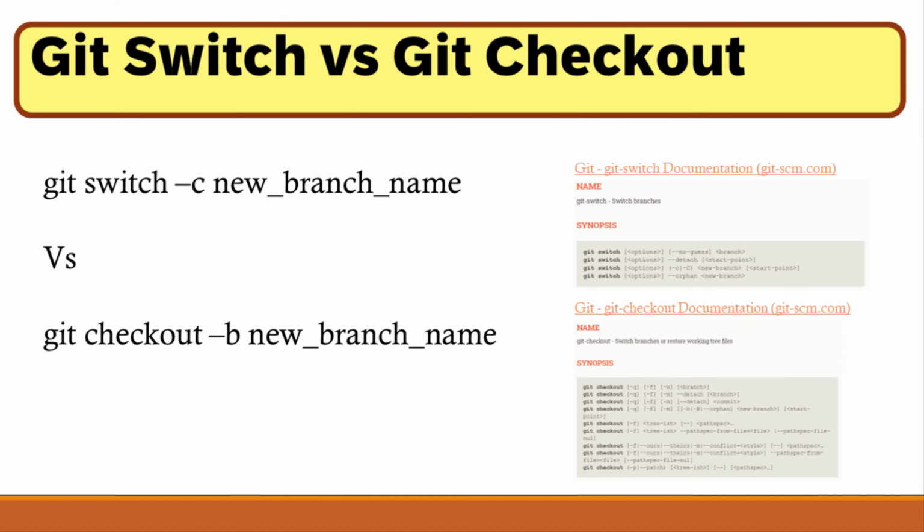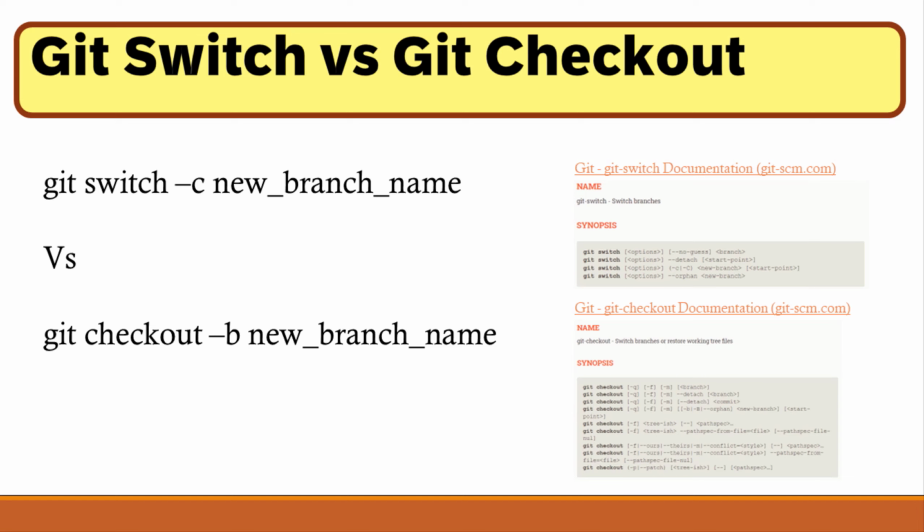Next, I want to talk about the two commands, git switch versus git checkout. So git switch -c followed by a new branch name creates a new branch. That command combines the creation of a new branch and then switching to that branch in a single command, which is very similar to the git checkout -b new branch name command.